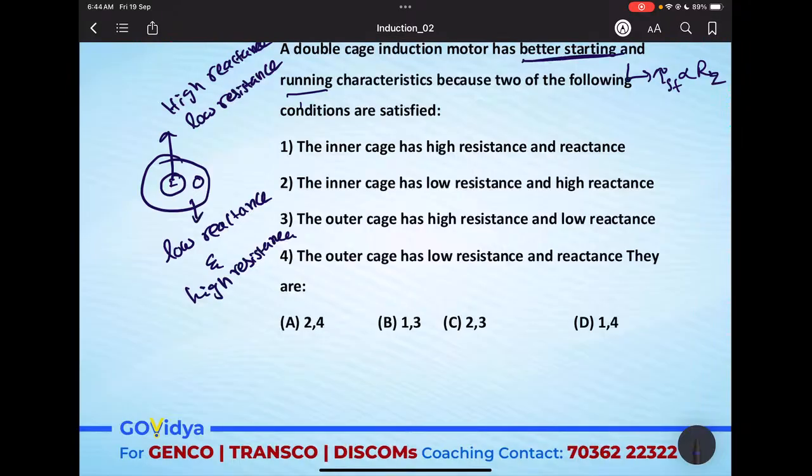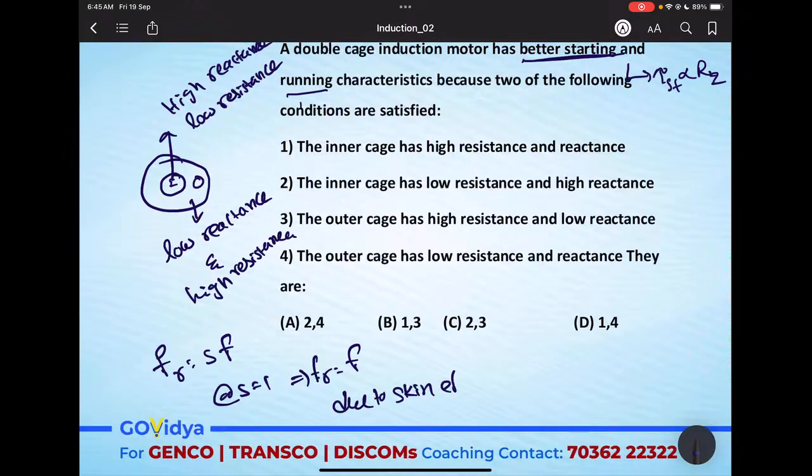If you analyze the things at the time of starting, the frequency will be high. That means rotor frequency will be S into F. But at the time of starting S equal to 1. Therefore, FR is equal to F. So the reactance offered by the outer cage will be less, whereas the inner cage will be high due to skin effect. At the time of starting, due to skin effect, the inner cage has high reactance.